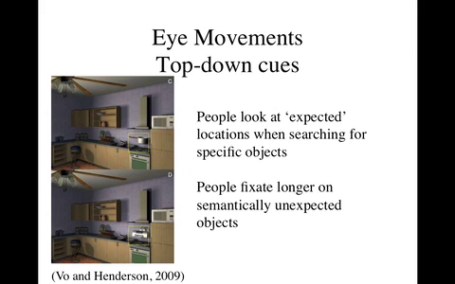But there's also top-down cues. So if somebody is told to look around a kitchen and look for a pot, they're going to look in reasonable locations for that pot. They're not going to search in unlikely areas. And so that's based on top-down information. One knows where the items are likely to be within a certain environment.